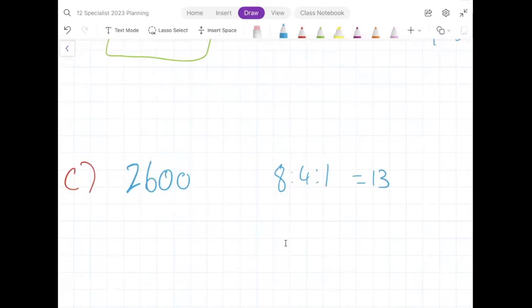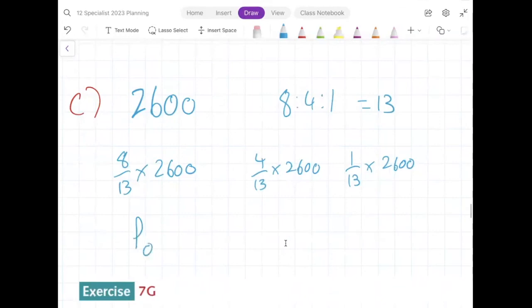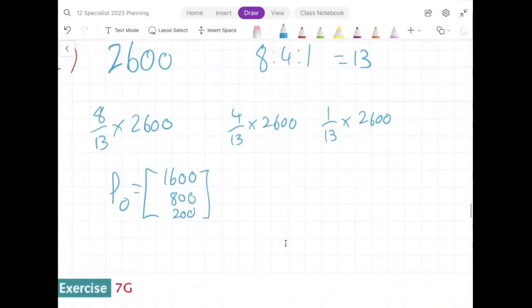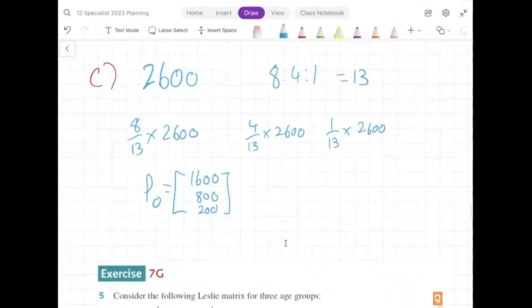Now I'm going to write these as a fraction. That's going to be 8 over 13, and I multiply that by my original number. I can do 4 over 13 times my original number. And I can do 1 over 13 times my original number. If I do that, I get a population matrix that looks like 1600, 800, and 200. Once I've divided these numbers in a given ratio, I now want to observe what happens to my population if I multiply it by my Leslie matrix.